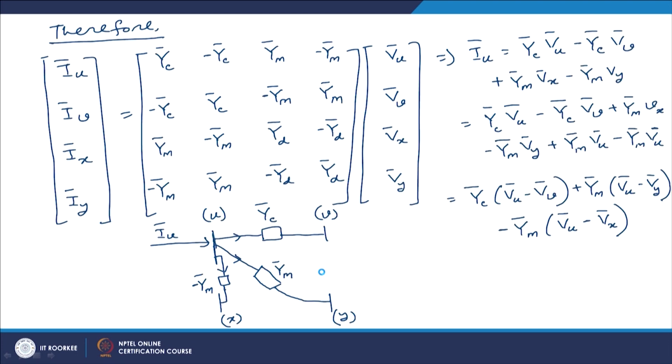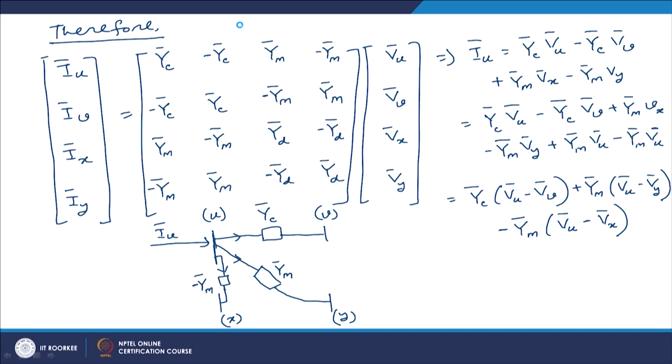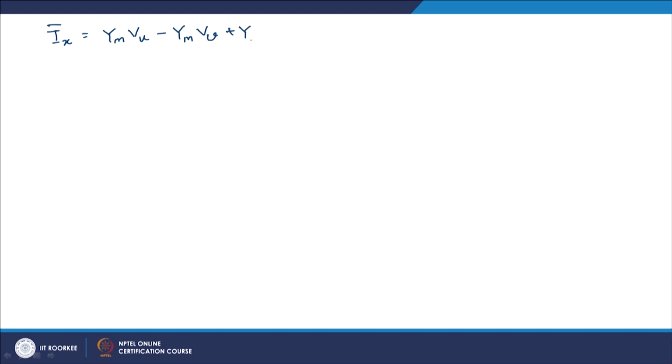Let us come to the third. Ix is equal to Ym Vu minus Ym Vv plus Yd Vx minus Yd Vy. These are all complex quantities. As before, from this expression we add and subtract something.